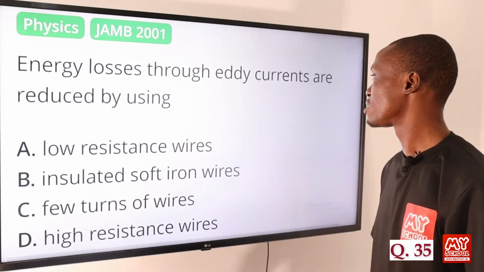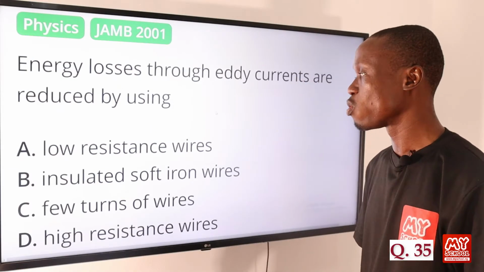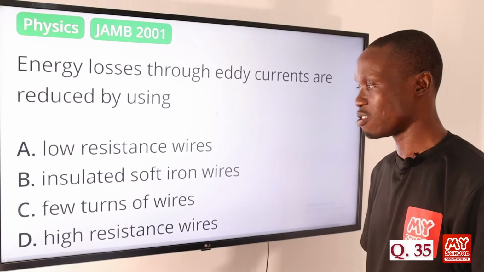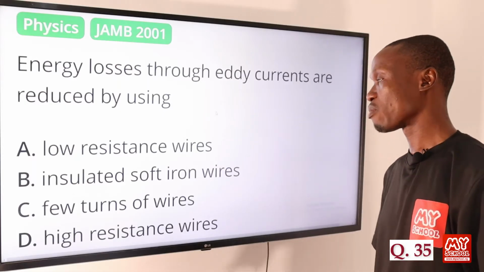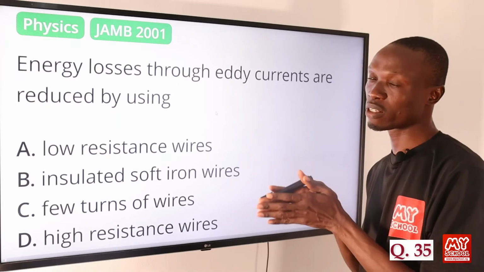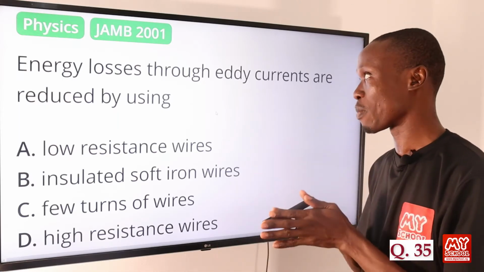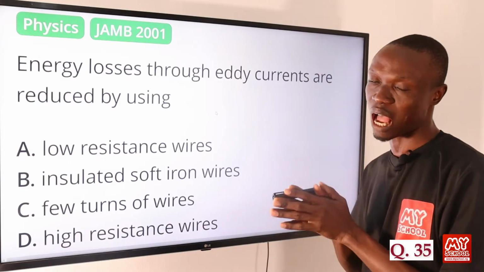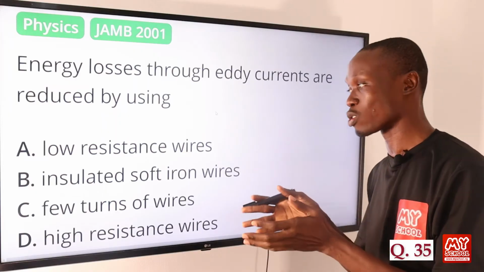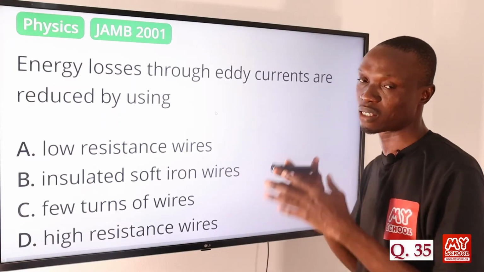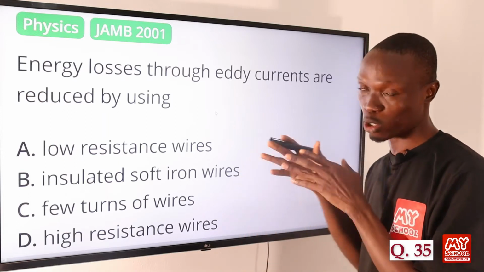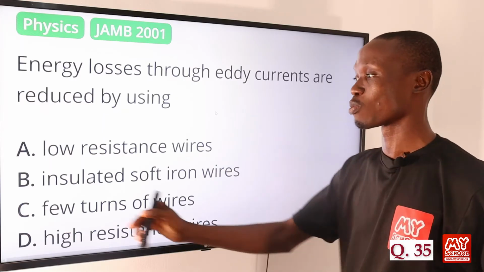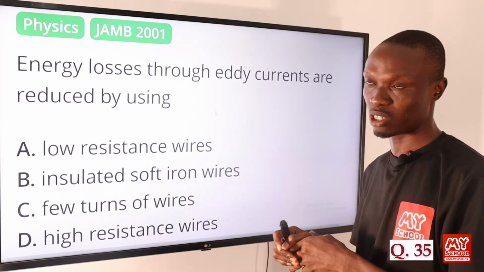Energy losses through eddy currents are reduced by using: A, low resistance wires; B, insulated soft iron wires; C, few turns of wires; and D, high resistance wires. So eddy current is one of those energy losses in a transformer, and eddy currents are usually reduced using insulated soft iron wires. The import of these insulated soft iron wires is that they reduce electrical conduction and prevent the flow of current through insulation. So that makes option B the correct answer to this question.